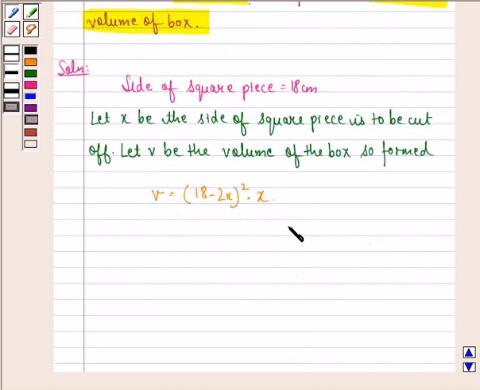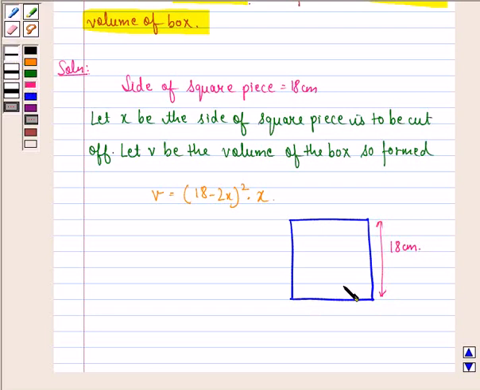This happens because we see that suppose this is the square piece of tin. Now it is of side 18 cm. Now it is to be made into a box without a top by cutting square pieces from each corner. So suppose we cut these square pieces from each corner and let their side be x, x and so on. Now, since volume is given by length into breadth into height, length will be 18 minus 2x, similarly breadth will be 18 minus 2x, into height will be x. So this is how we get this.